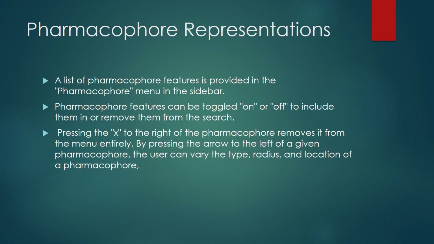By pressing the arrow to the left of the given pharmacophore, the user can vary the type, radius, and location of the pharmacophore. Pharmit enables the user to entirely remove a pharmacophore feature by pressing the X option available on the pharmacophore features sidebar menu, and they can also vary the type, radius, and location of the pharmacophore. It totally depends upon the user's requirements.